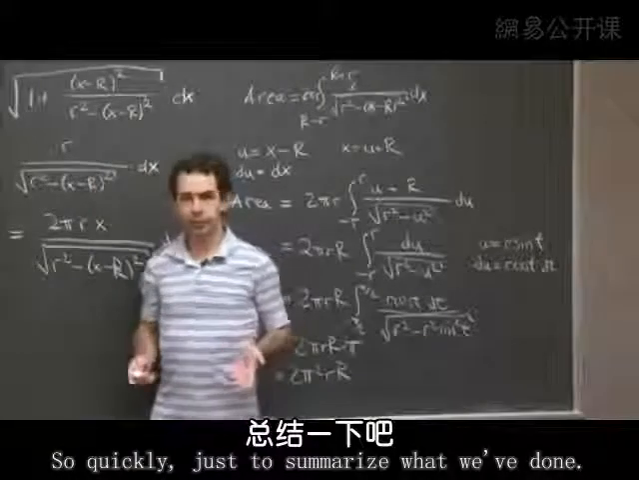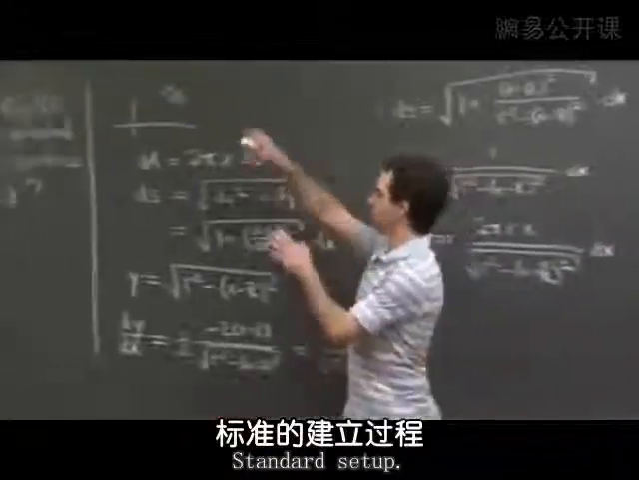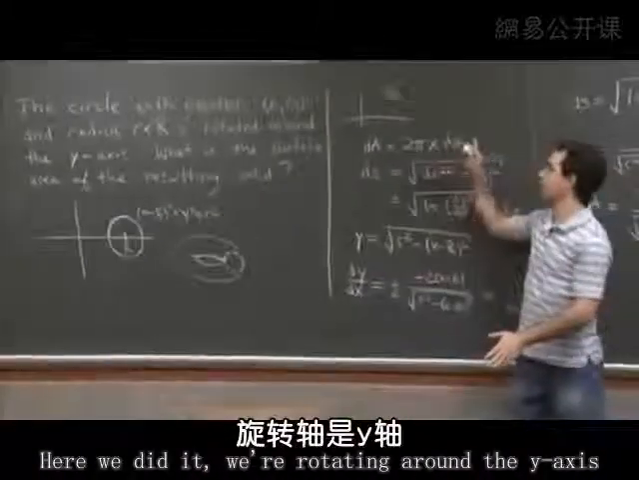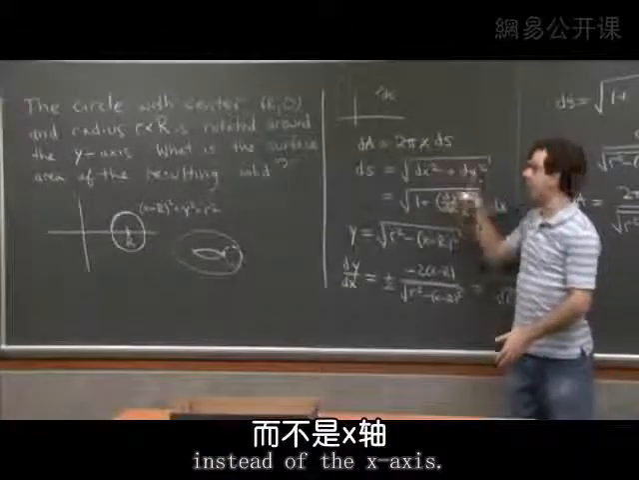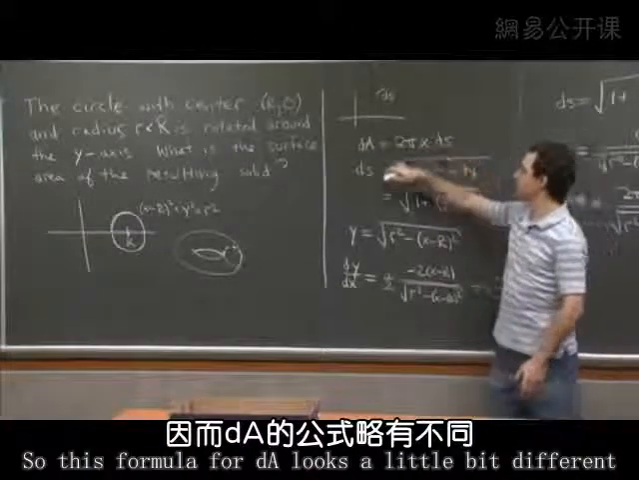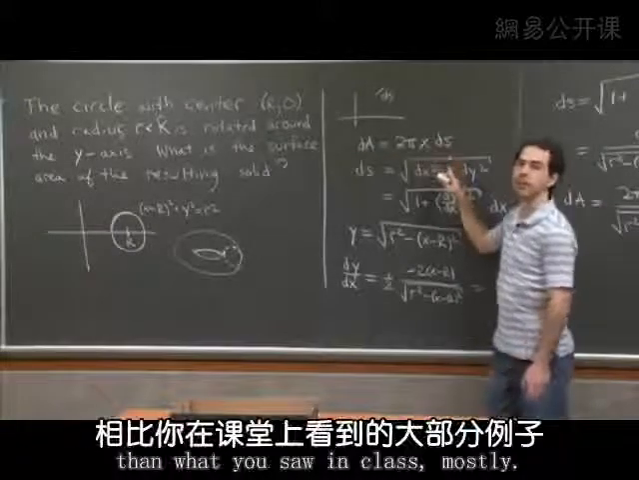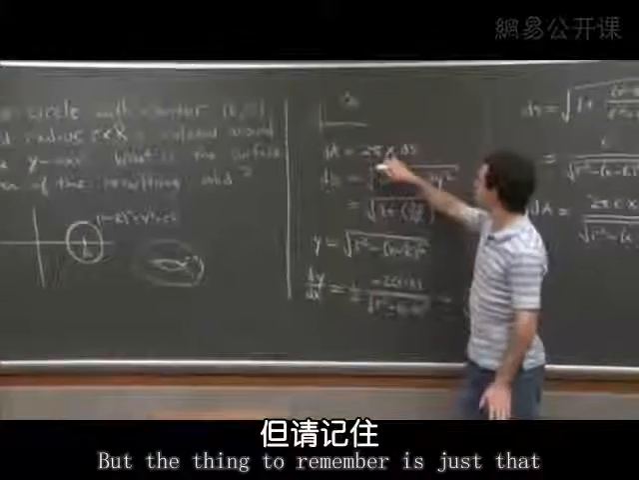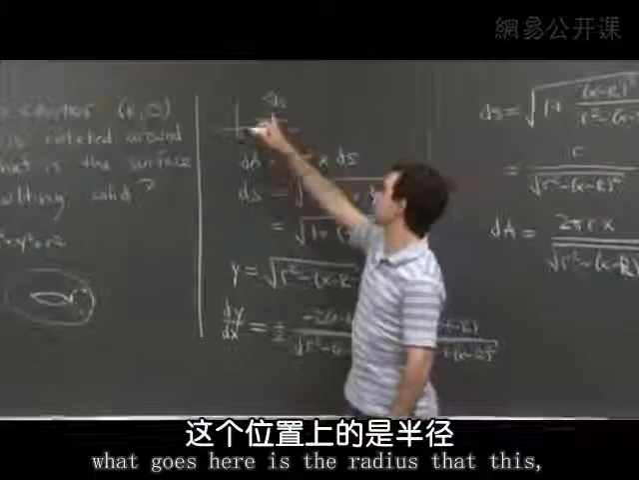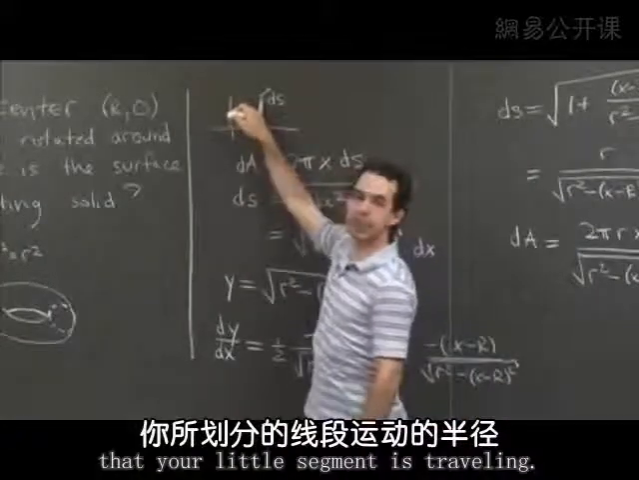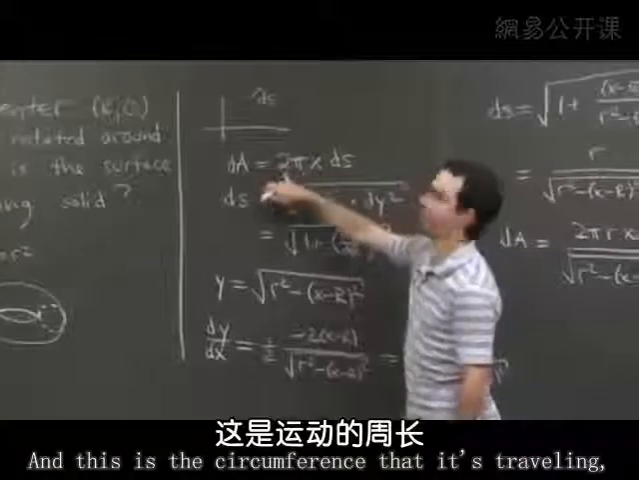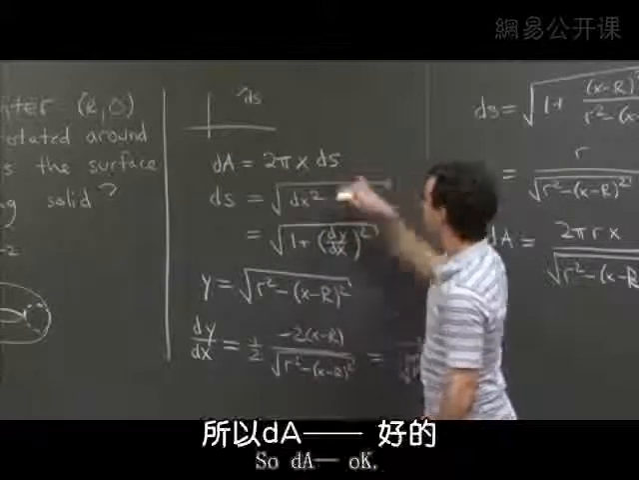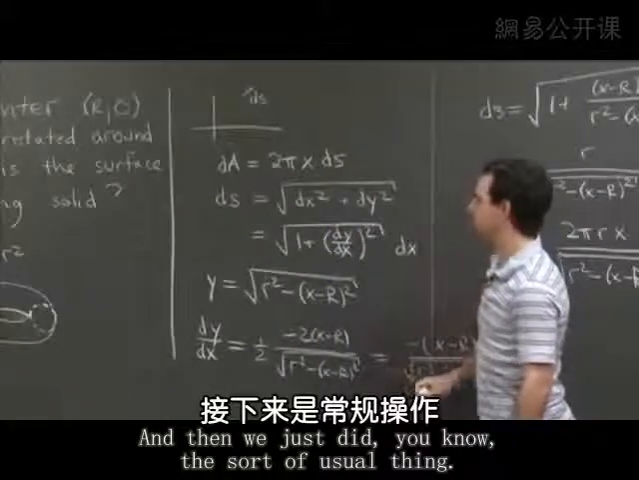So quickly, just to summarize what we've done, standard setup. Here we did it rotating around the y-axis instead of the x-axis. So this formula for dA looks a little bit different than what you saw in class mostly. But the thing to remember is just that what goes here is the radius that your little segment is traveling. So this is the circumference that it's traveling, and so this is the area of that little ribbon that it traces out. So dA.